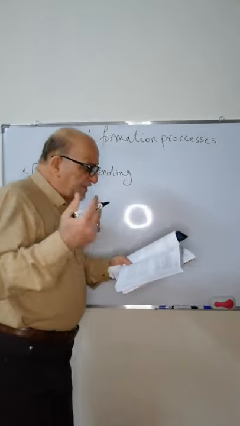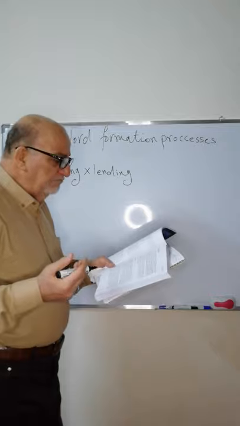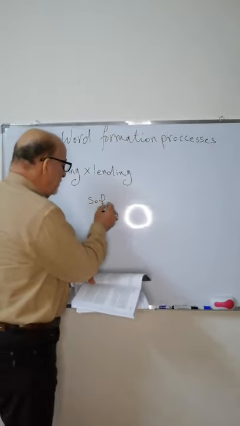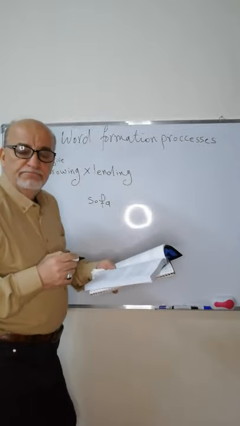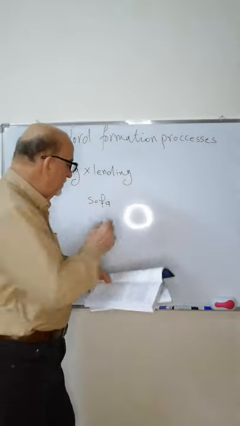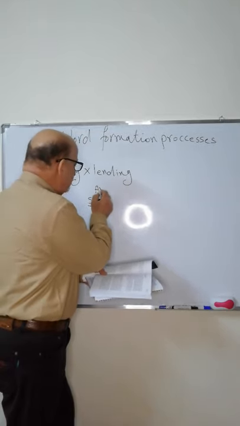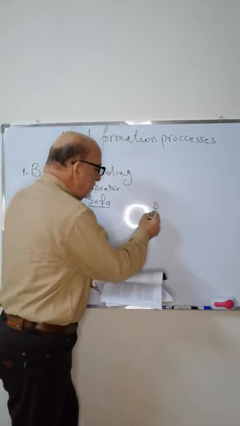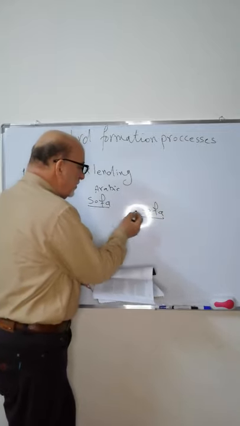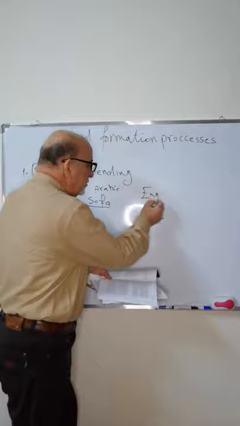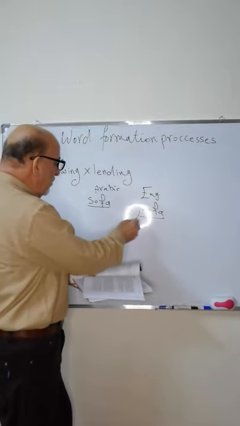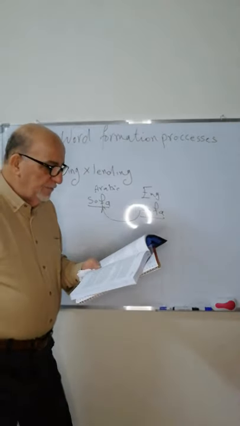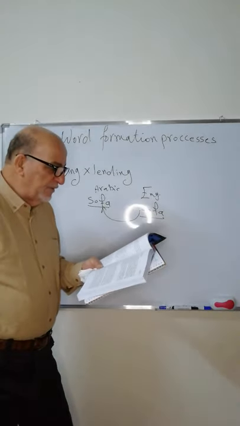Now, for example, the word sofa. This is an Arabic word. Sofa is an Arabic word. It has been borrowed into English. So sofa in English is already taken from Arabic. This is one thing.